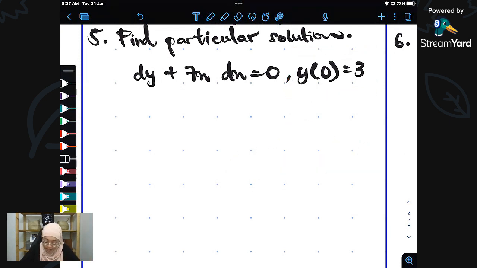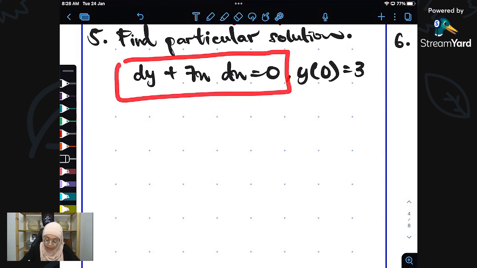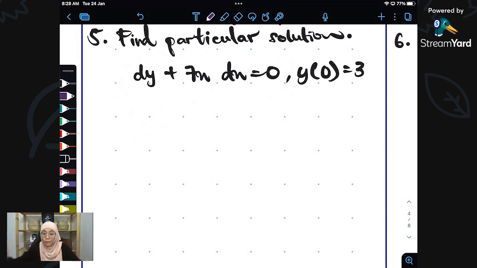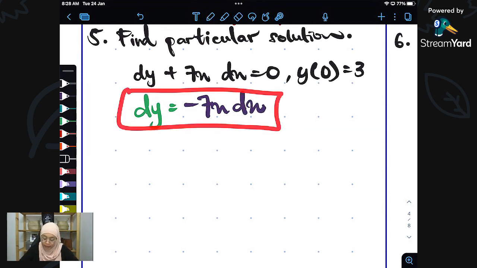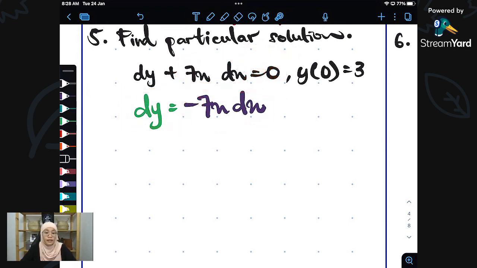Okay, later we will start by solving this separable variable. Step one is to separate the dx and the dy. The dy will be on the left hand side, while the dx will be on the right hand side. Do you know how I get this? Since this is equal to 0, I bring the 7x dx to the right hand side. Therefore, I got a negative sign there.